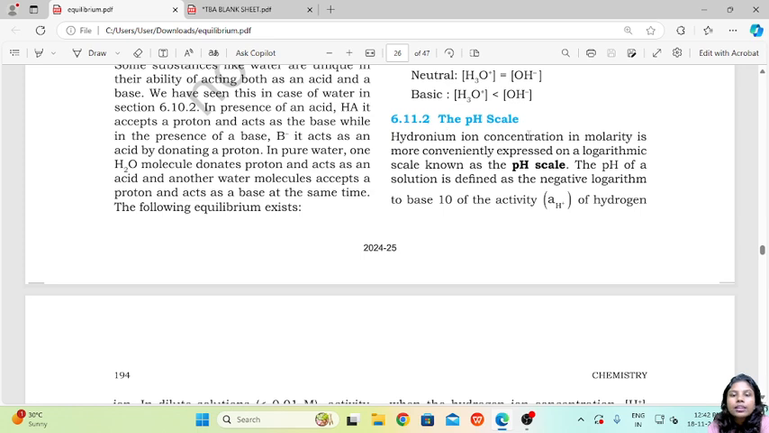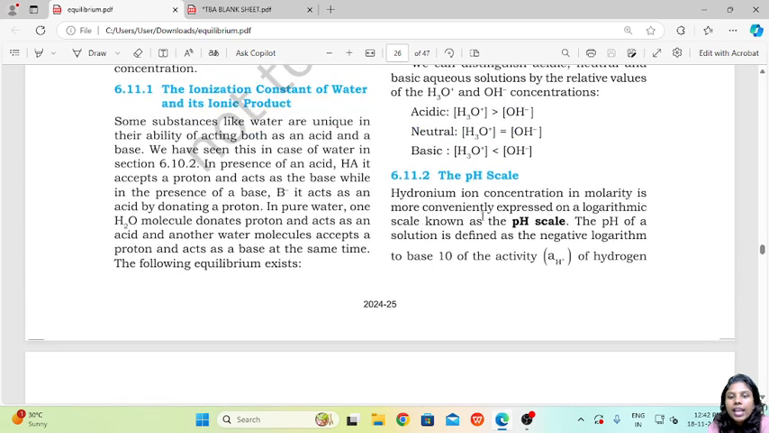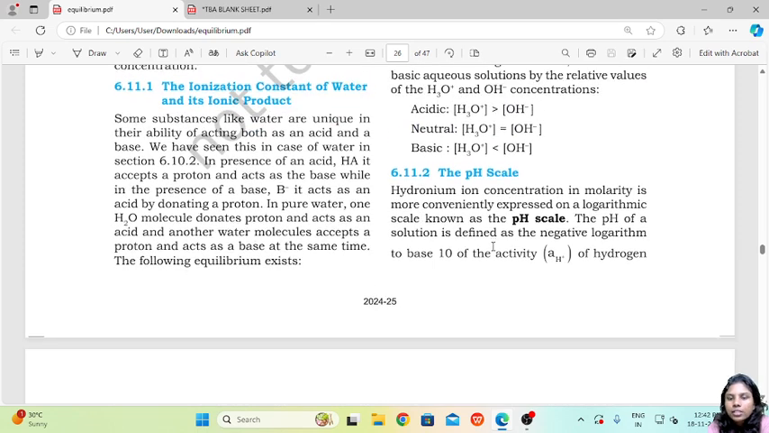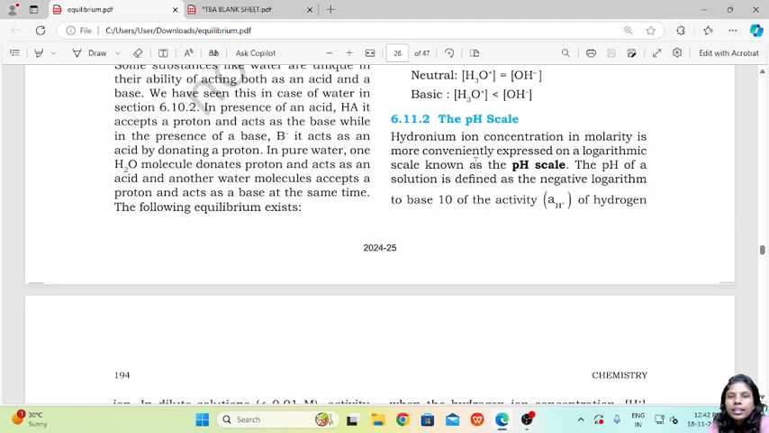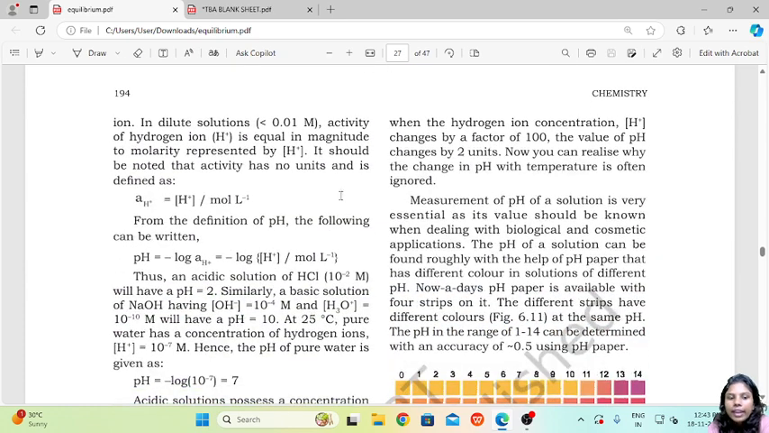Now let's look at the pH scale. The hydronium ion concentration in molarity is more conveniently expressed on a logarithm scale known as the pH scale. This hydronium ion is H3O+. So this concentration is mostly expressed on the logarithm scale, which is known as the pH scale. The pH of a solution is defined as the negative logarithm to the base 10 of the activity, that is a_H+, of the hydrogen ion.